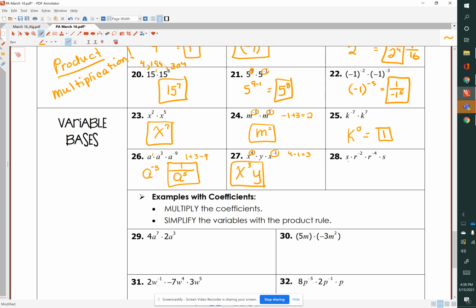Number 28, s times r to the negative 2 power times r to the negative 4 power times s. Well, these s's have invisible 1s. So with the s's, it would be 1 plus 1 is 2, but with the r's, it's negative 2 minus 4, because we're adding the exponents, and that's going to equal negative 6. So that would be r to the negative 6, s to the 2nd power, but we have to have a positive exponent for the negative 6. So s to the 2nd power can become a numerator for a denominator of r to the 6th power.